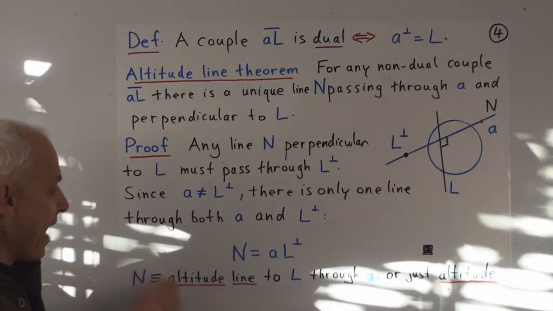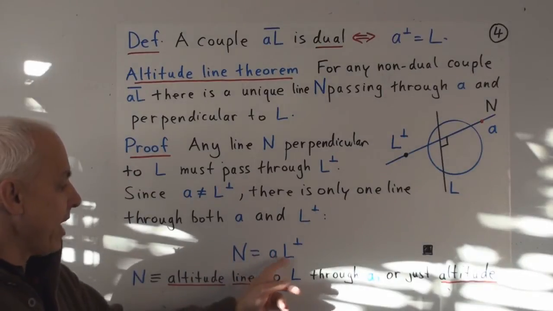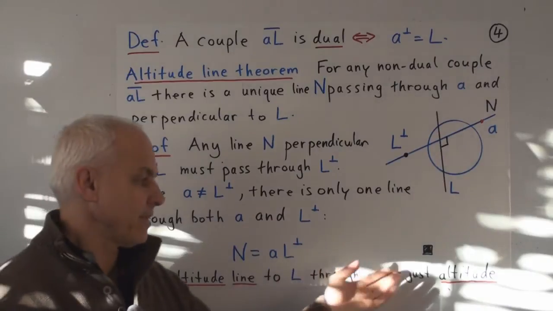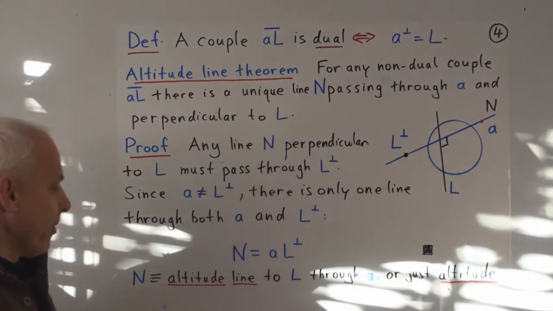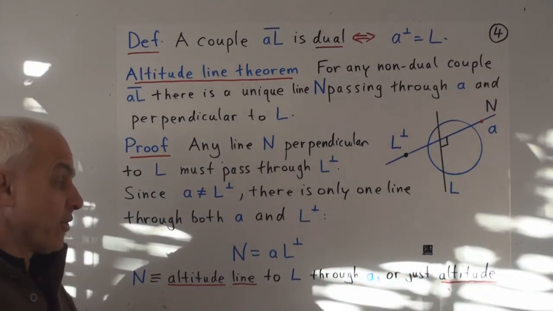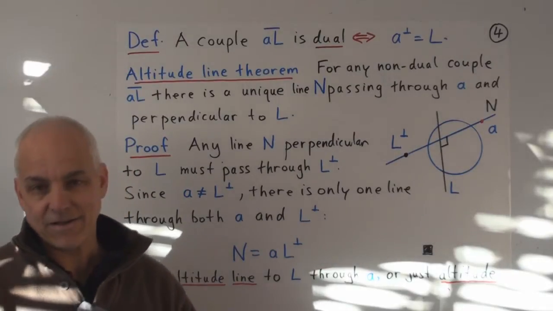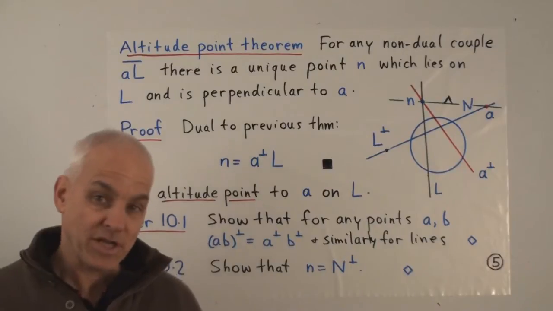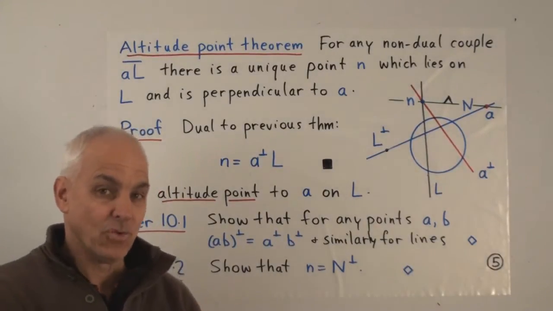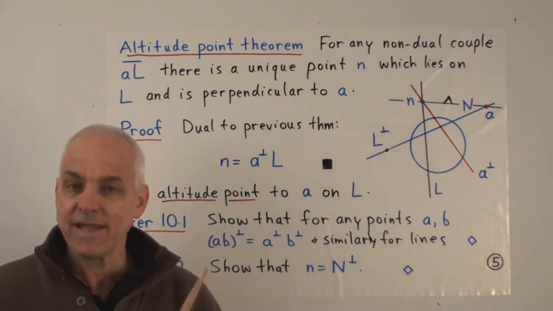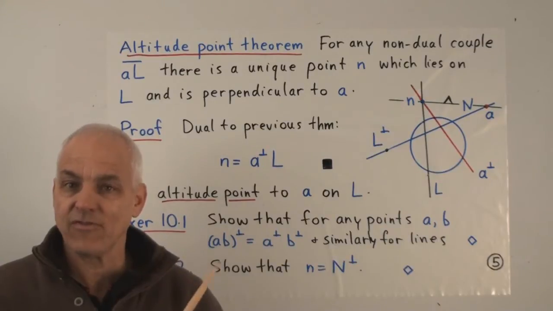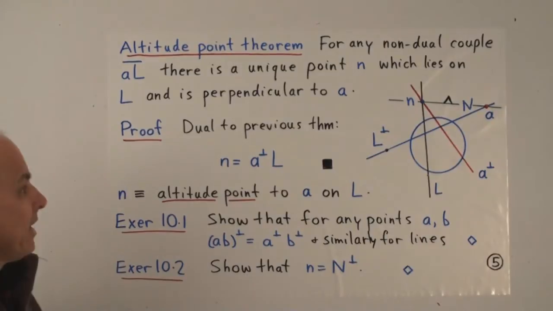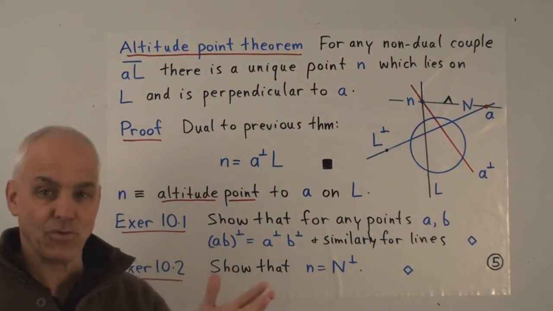And we'll call that the altitude line to L through A. Or just the altitude, if it's clear what we're talking about. So if we just say altitude, we mean altitude line. Now the altitude line theorem that we just explained has a dual result, which is less intuitive to us. It's less familiar to us. So we have to think a little bit harder about it, even though officially it's exactly dual.